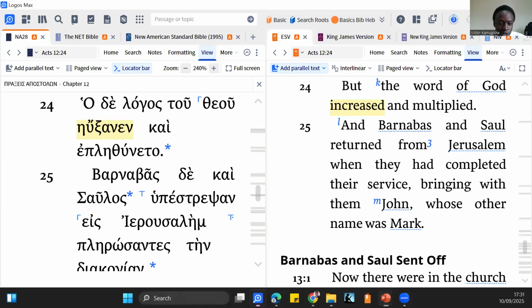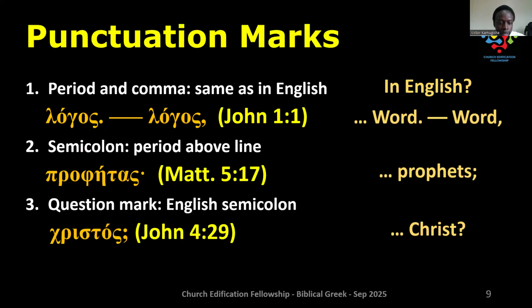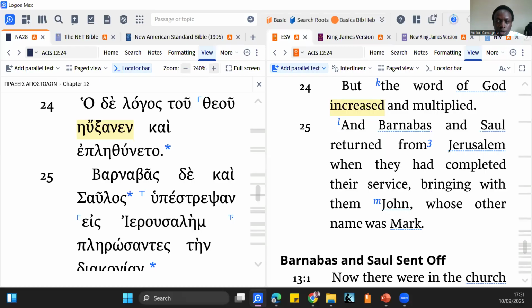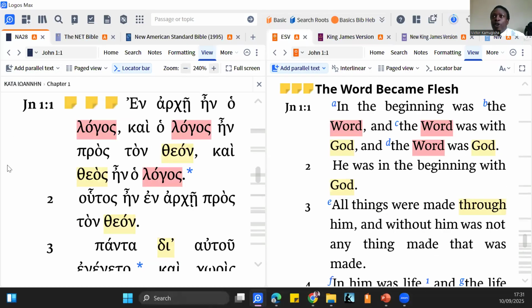Let me read these verses to illustrate this point. I'll begin with John chapter 1 and verse 1. Look at the word logos. This word logos is where we get the word "logic." The beginning was the word, and the word. Logos. En pros ton theon kai theos en ho logos.